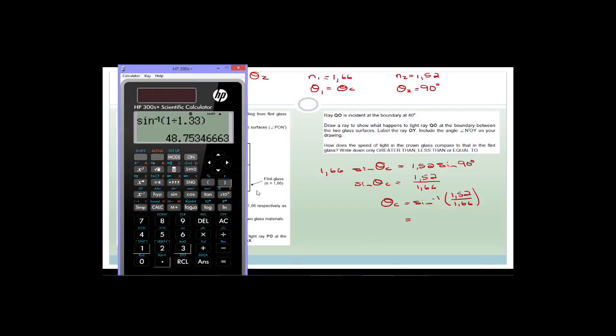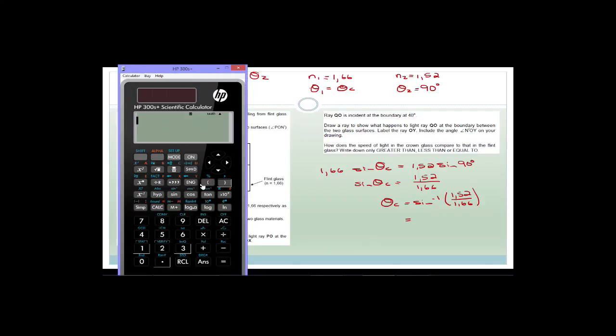So therefore you've got sine of theta c, this is obviously equal to 1, so it's 1.52 all over 1.66. Therefore, theta c is going to be second function sine of 1.52 over 1.66. There you go. And now we need our calculator. So let's get out our calculator.